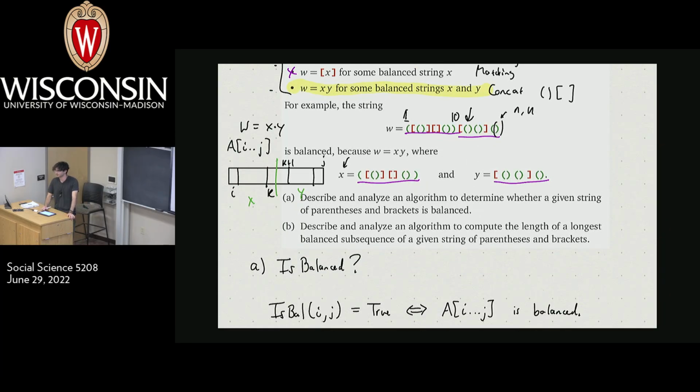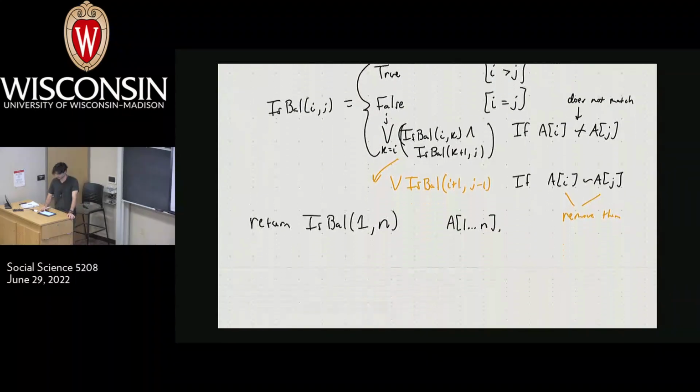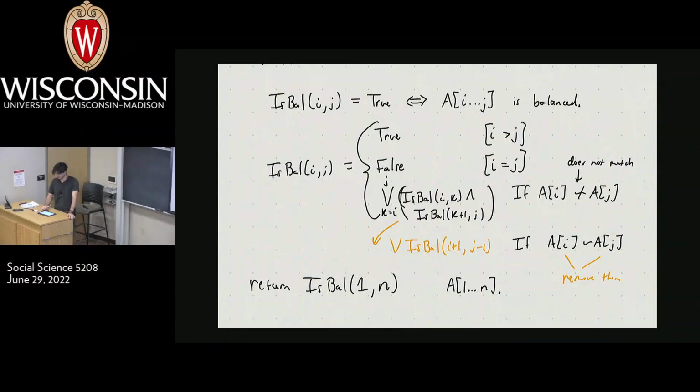Yes? Why do you have an or on the case you wrote in orange if there's only one representative? We're oring that with the previous one. I just didn't want to write it out again. Oh, okay. Because it's balanced if either it can be xy or if the middle part's balanced. Either of those is valid.